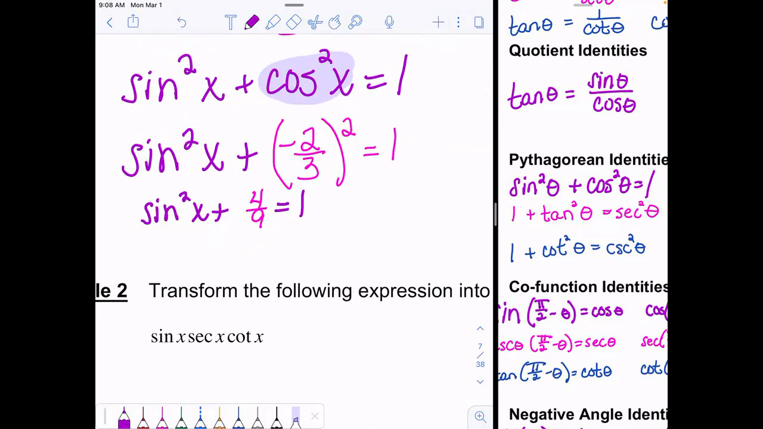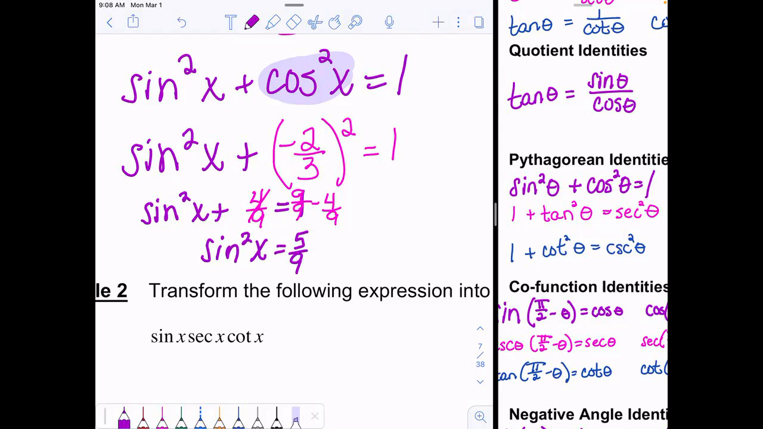Continuing to solve, we want to get the sine squared by itself. So we would subtract 4/9 to the other side so that this 4/9 goes away. So now I have sine squared. 1 is really 9/9 minus 4/9 makes 5/9.